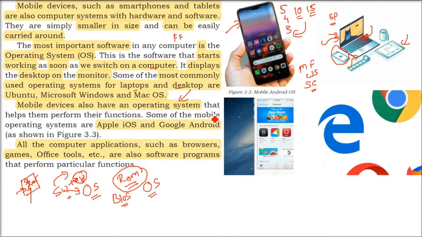So these are different operating systems which are running the hardware. All computer applications like the browser, games, office tools, these are all software programs. As I said, operating system is also a software, but it is the biggest software. And operating system is an interface between your hardware and software.